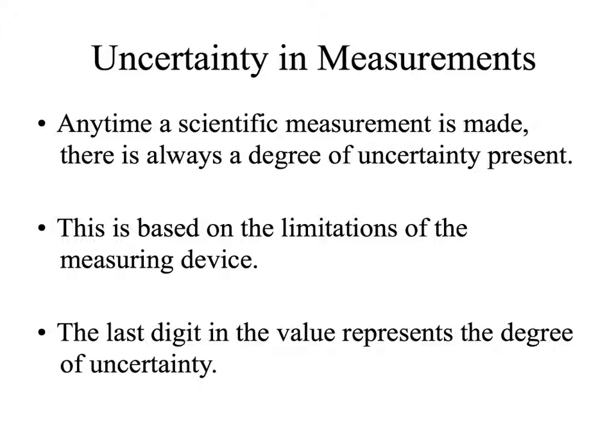When we are making measurements, we do have some uncertainty that's associated with measurements. Anytime a scientific measurement is made, there's always a degree of uncertainty, and that degree of uncertainty is based on the limitations of the measuring device that you're using. The last digit in any value, in any measurement, will represent the degree of uncertainty.